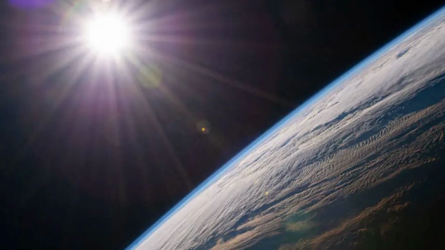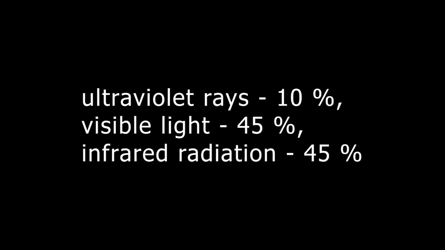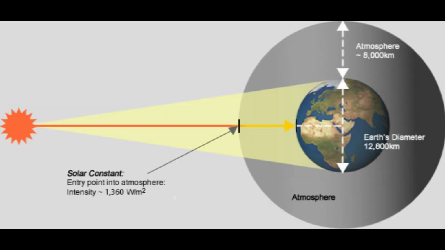Earth is a planet in the solar system, and the main source of energy for it is the Sun. In the depths of the star, a hot ball of gas, thermonuclear reactions occur, releasing a colossal amount of energy. A constant stream of radiation flows from the Sun to our planet, electromagnetic waves of different lengths. Ultraviolet rays 10%, visible light 45%, and infrared radiation 45%.